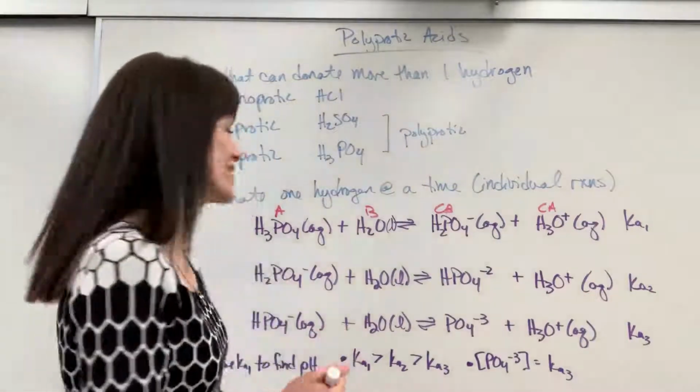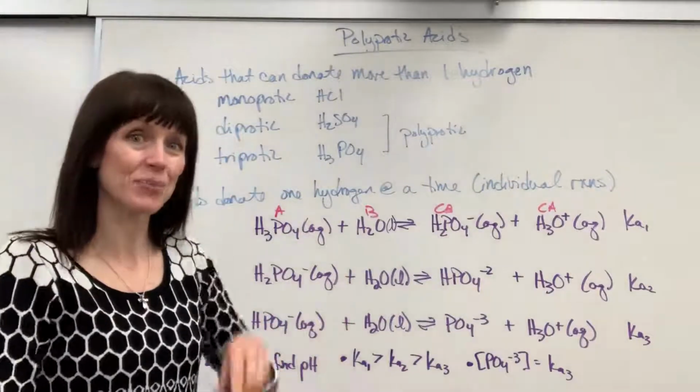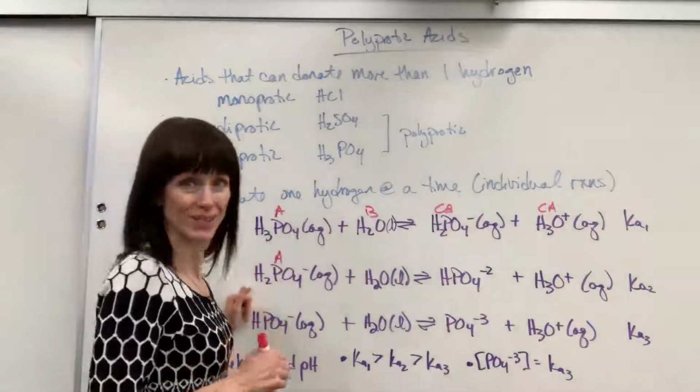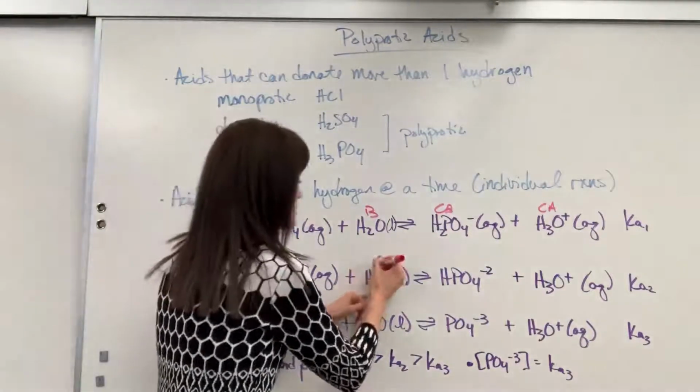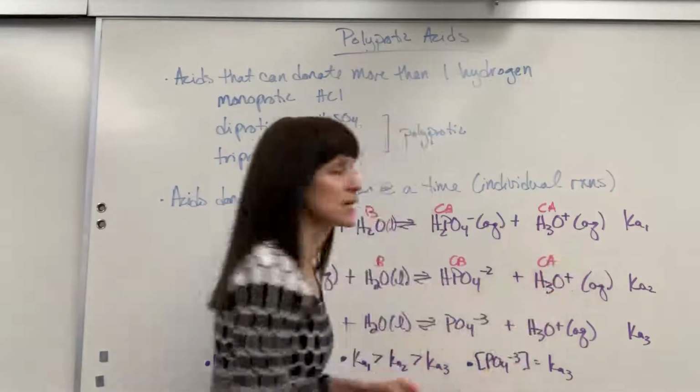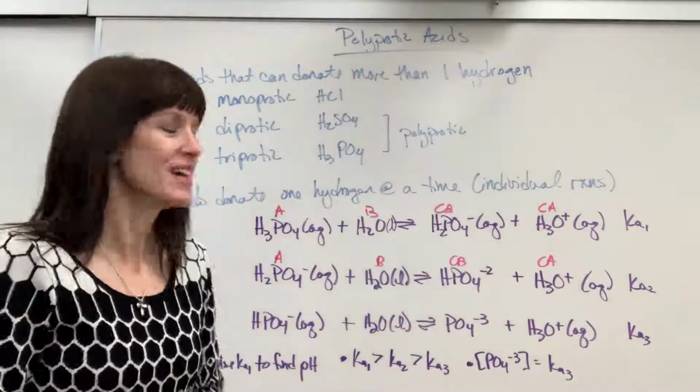Now, I want to do the labeling again and point something out. So this is going to be our acid, which donates, and then we have our conjugate base, conjugate acid. Here is what I wanted to pull out.